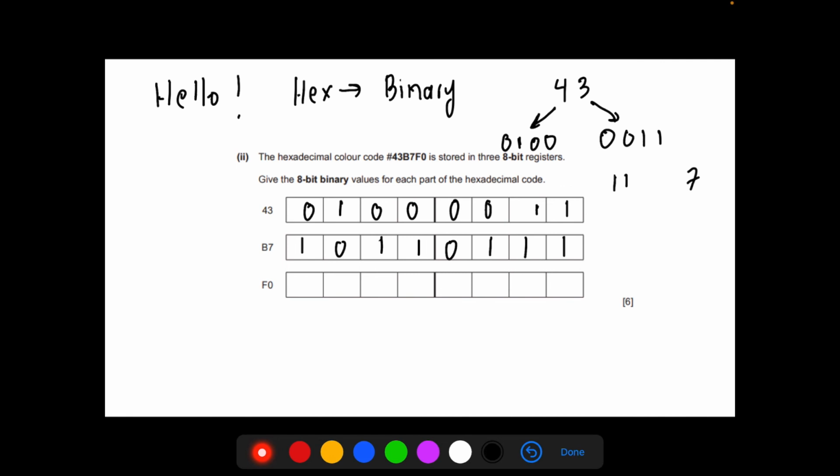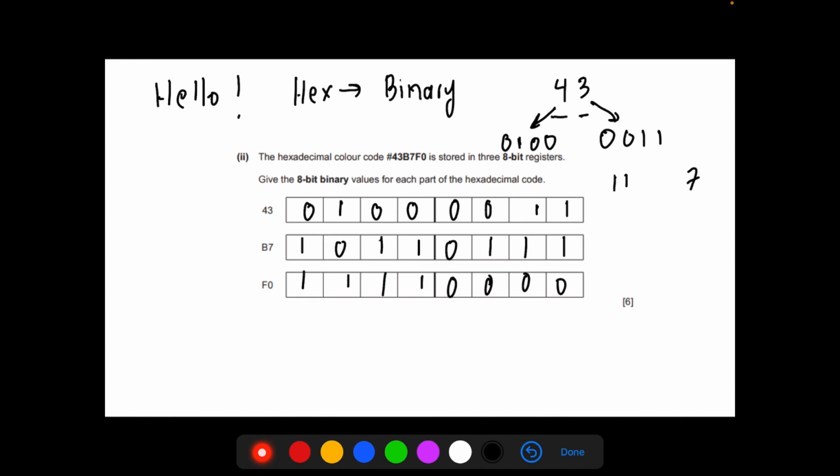And then we've got F0. So 0 is just going to be simple. That's just going to be 0, 0, 0, 0. And then F is 15 in decimal. So in binary, that's the maximum number we can have in a 4-bit or 4-digit binary number. So it's going to be 1, 1, 1, 1. So really, we're just taking the digits in a hexadecimal number, and we're just finding the 4-bit binary value of each individual digit.